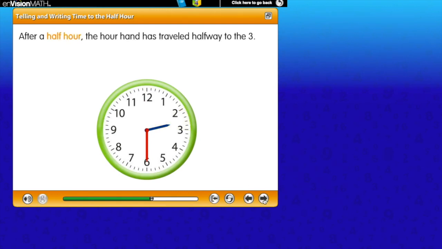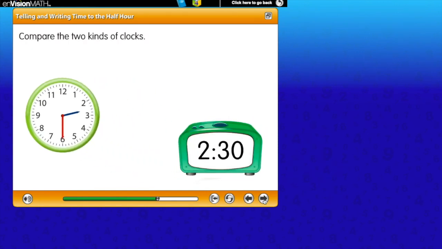After a half hour, the hour hand has traveled halfway to the 3. That's why it's in between 2 and 3. Not quite 2, not quite 3. Compare the two kinds of clocks. So now looking here, we have our analog clock, which is the one that we have in our classroom. And then the one you might be a little bit more familiar with is our digital clock. It wants us to compare the two clocks.